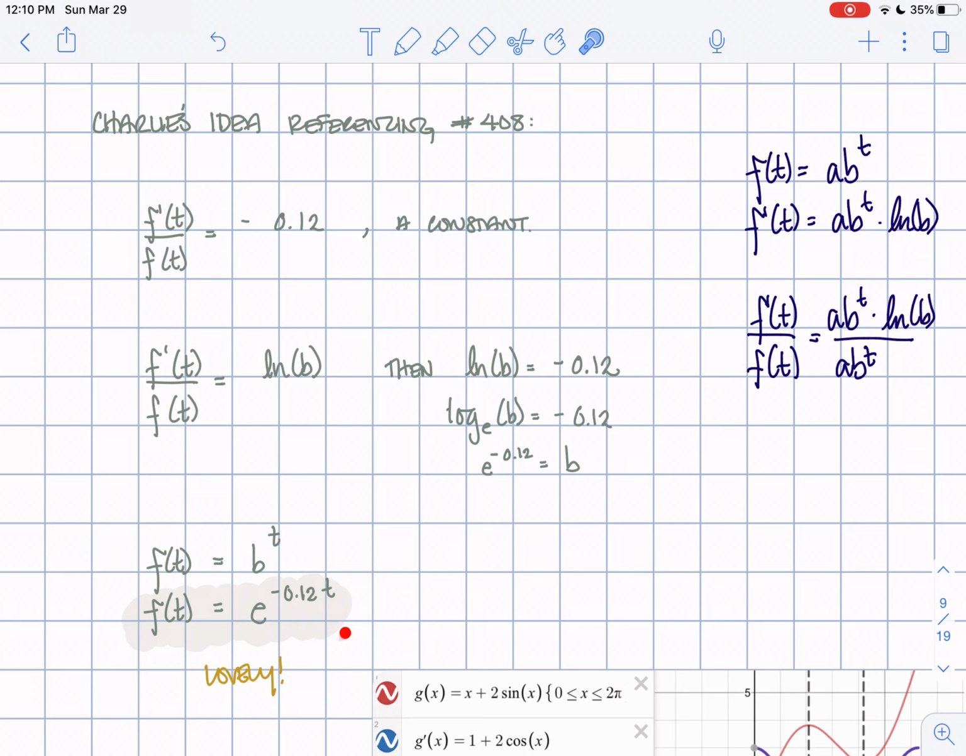Easy enough then to recreate the original function, and then you can mess with it with whatever a value you really want. So if we were to create 3 different ones, we could just say f(t) is equal to a e to the negative 0.12t for any a, and create basically however many we want.